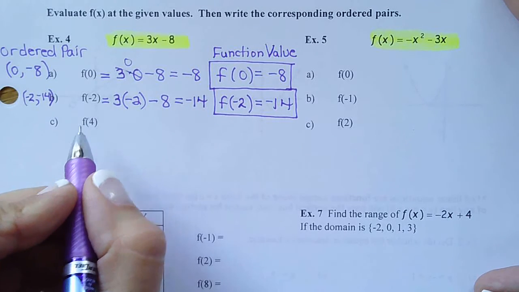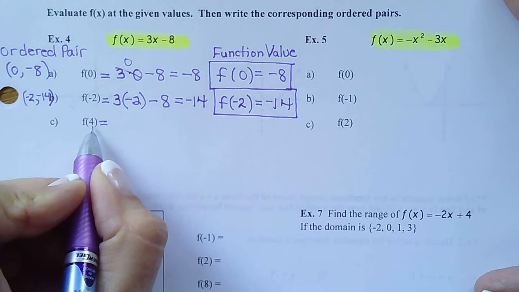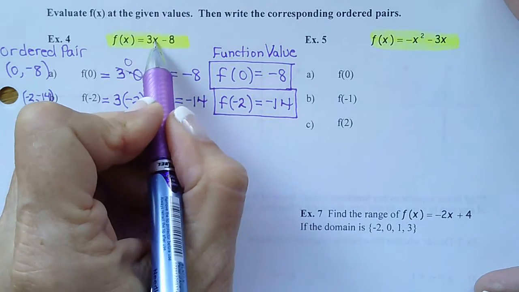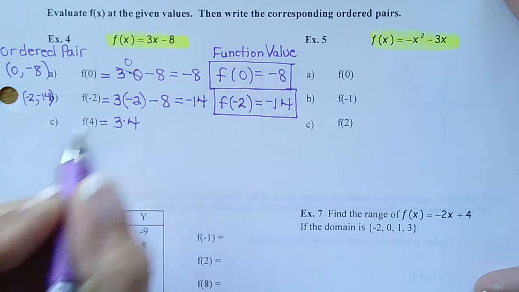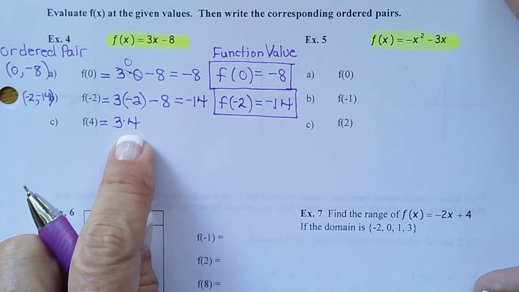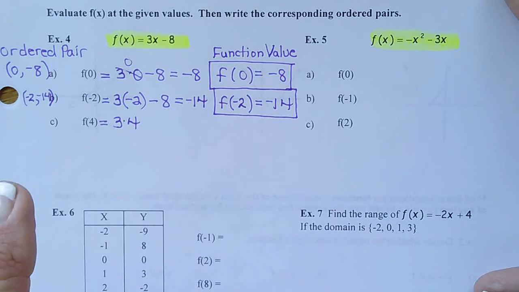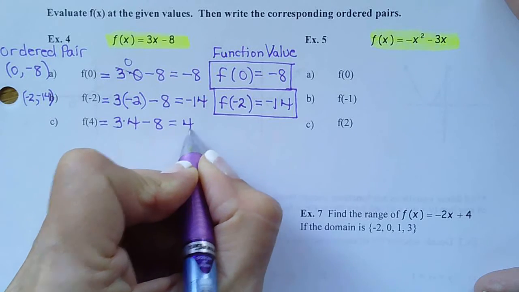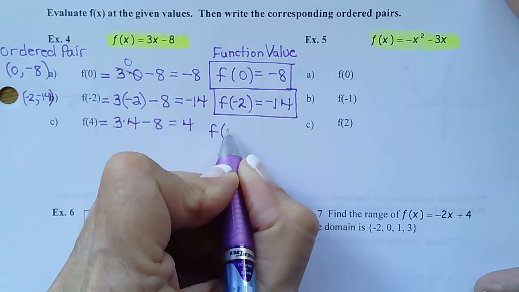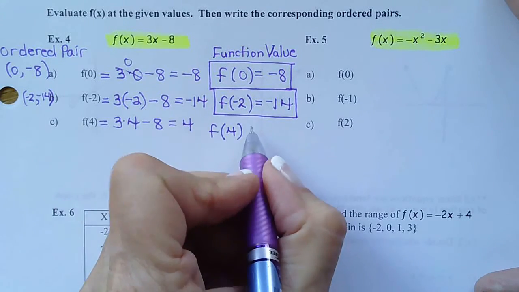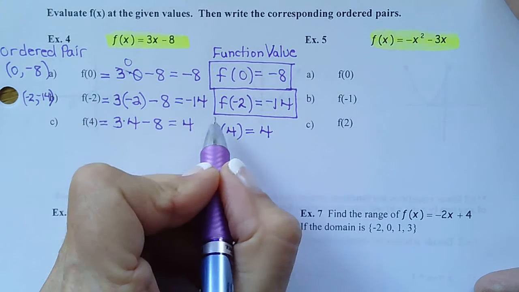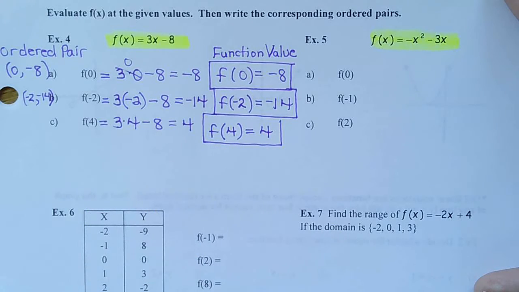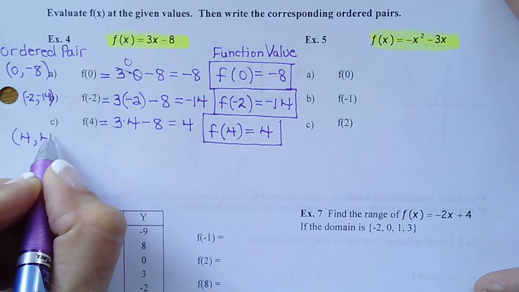And last but not least, f of 4 means when x is 4, find y. So 3 times 4. And this one, it's a positive, so I don't need parentheses. I could use them, but I can just use a dot as well. And that's 12 minus 8, which is 4. So that means my function evaluated at x equals 4 is going to give me a function value of 4. So my input is 4 and my output is 4 on this one. So the ordered pair would just be 4, 4.